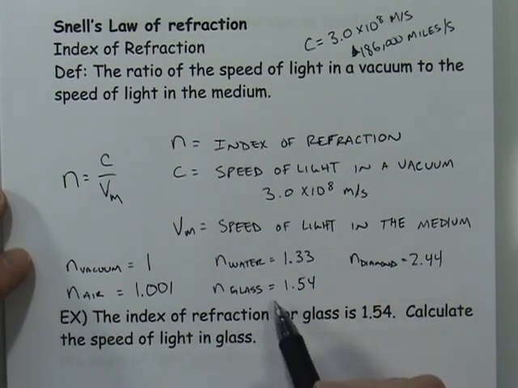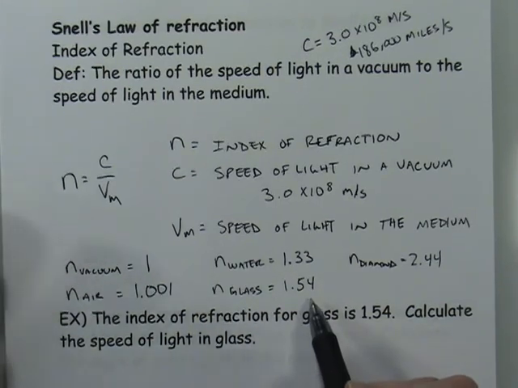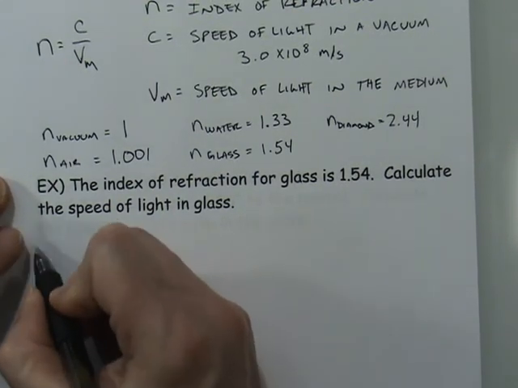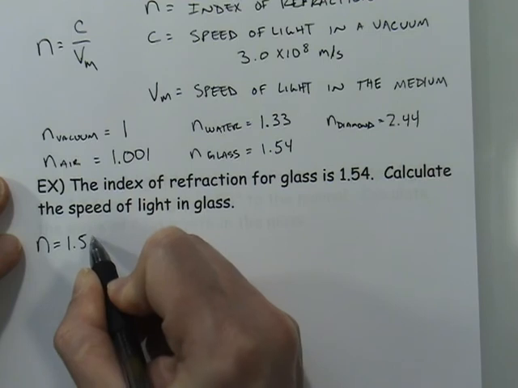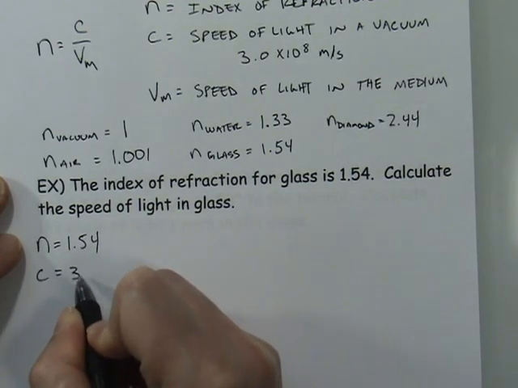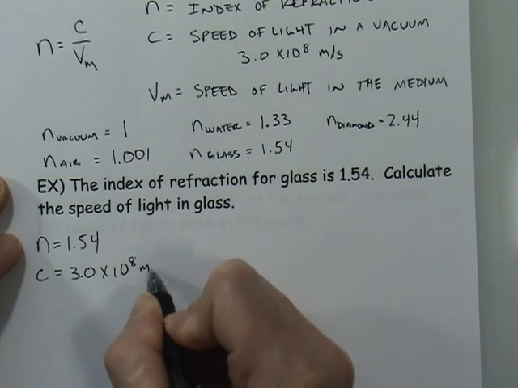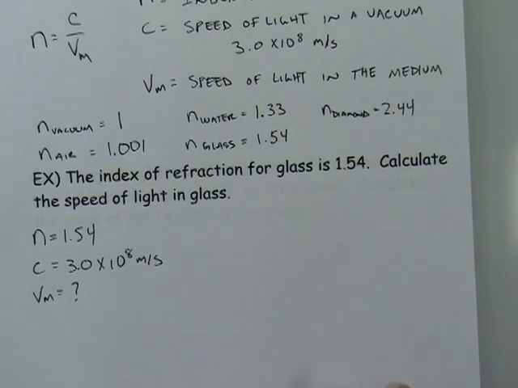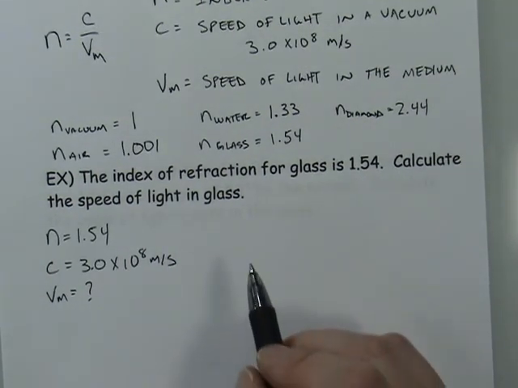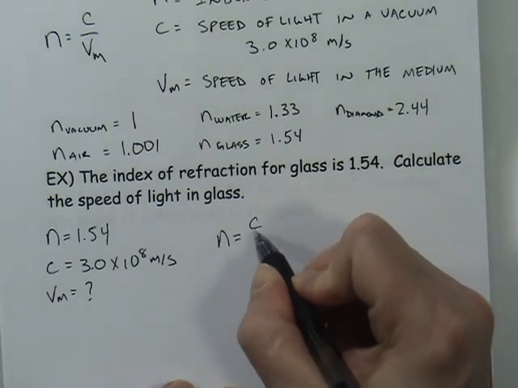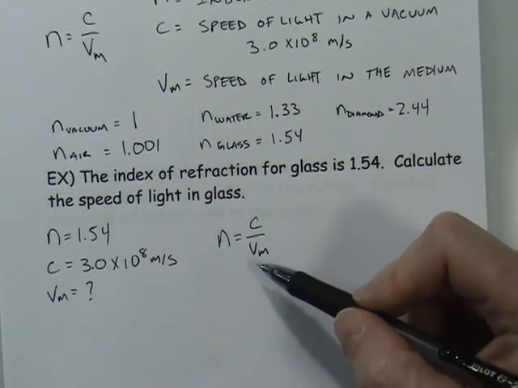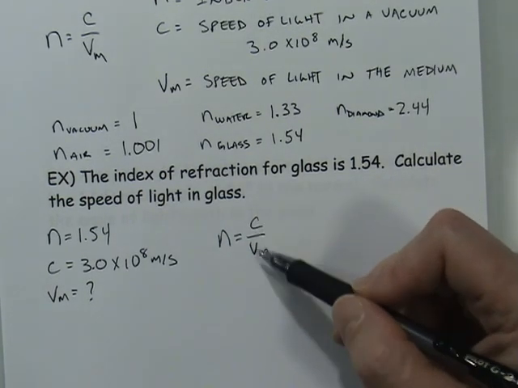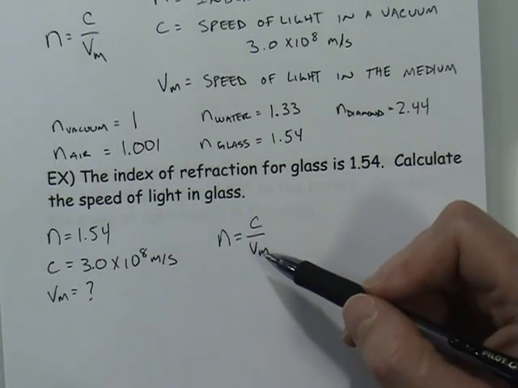But before we do that, let's use this index of refraction for glass to figure out the speed of light in glass. We're simply using the index of refraction of glass of 1.54. We know the speed of light, which will always be given to you, is 3 times 10 to the 8th meters per second. And what we're looking for is the speed of light in glass. Now the formula says that n is equal to c over vm, and the reason why I chose this particular example is that this is probably the hardest one algebraically. If I had given you the speed in the new medium, then you could easily calculate it. You just plug it in.